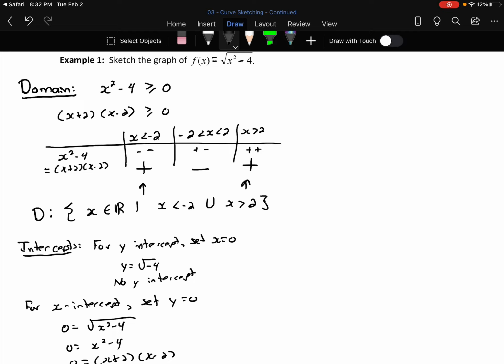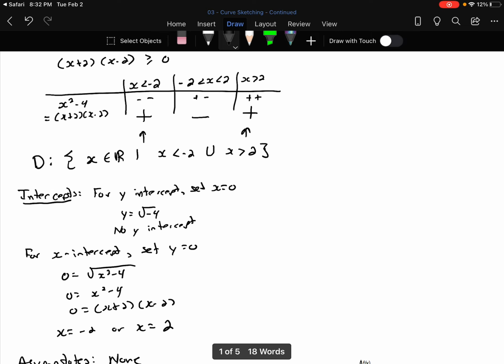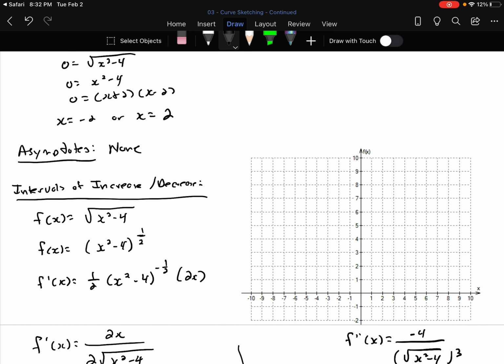So sometimes when you do all this procedure, you do DIAMC and you go all the way through it, you feel like, oh, do I have enough information to graph this thing? And then you just put it on a graph, the pieces you have, and it comes out to be really good. So we know the domain, x less than negative 2 and x greater than 2. And so we found no y-intercept. We had an x-intercept at negative 2.